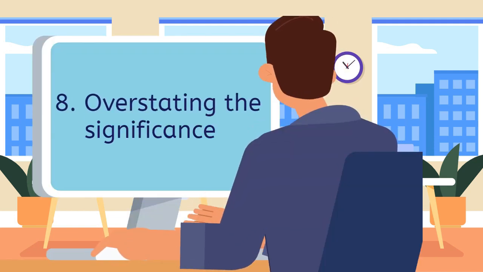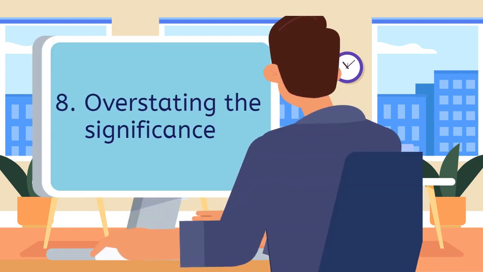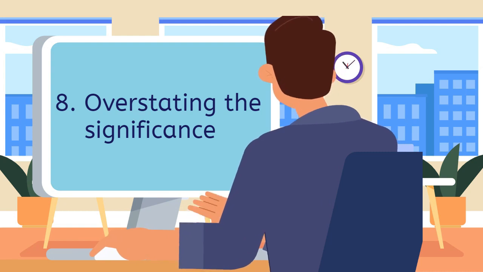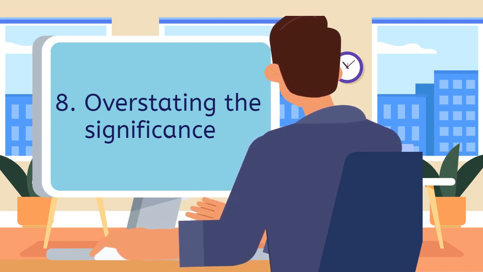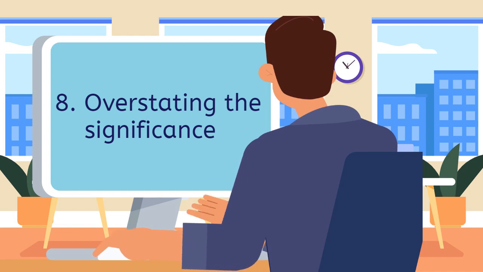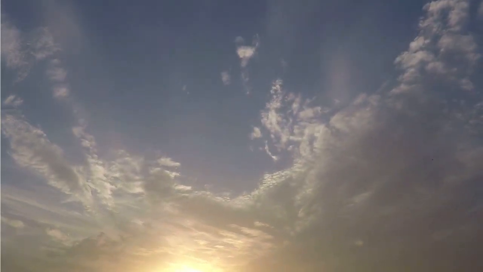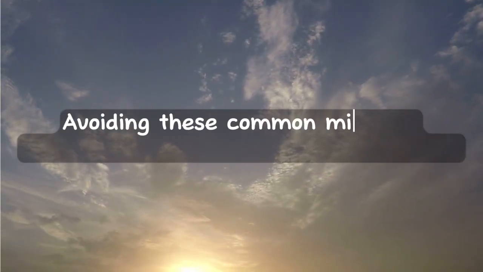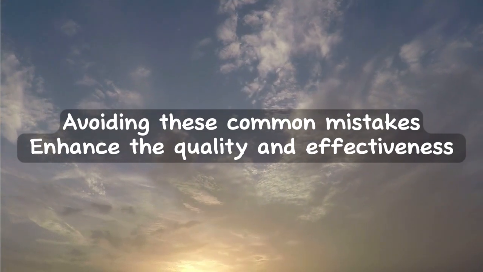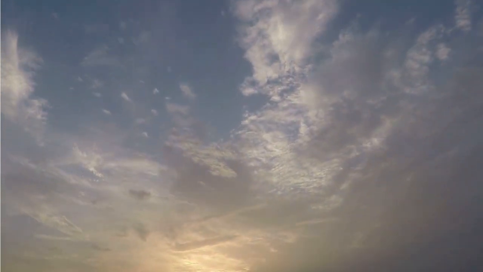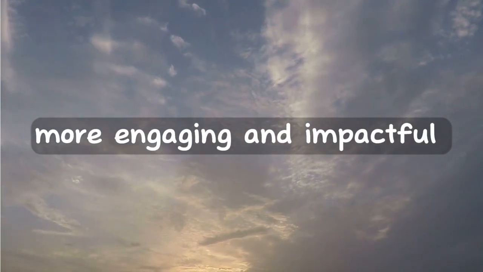Overstating the significance. While it is important to convey the significance of your study, be cautious about overstating its importance or making exaggerated claims. Be honest and objective about the contributions of your research without hyperbole. By avoiding these common mistakes, you can enhance the quality and effectiveness of your scientific article introduction, making it more engaging and impactful for your readers.